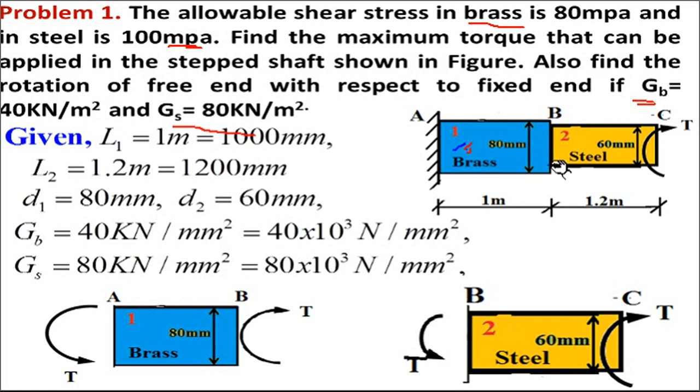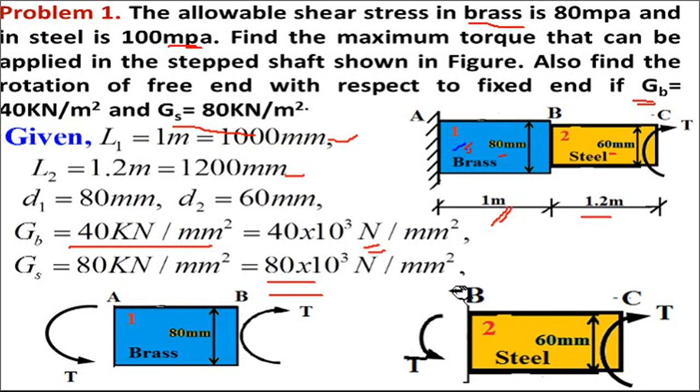Now just see, the figure given shows shafts in series. Diameter of the first shaft is 80 mm, second shaft is 60 mm, length of the first shaft is 1 meter, that is 1000 mm, and length of the second shaft is 1.2 meter, means 1200 mm. Diameter of the first shaft D1 is written, D2 is written, GB. Now GB means modulus of rigidity. It is given in kilonewton per mm square. To convert kilonewton to newton, multiply by 10 to power 3. So 40 into 10 to power 3 Newton per mm square is GB, and GS is 80 into 10 to power 3 Newton per mm square.